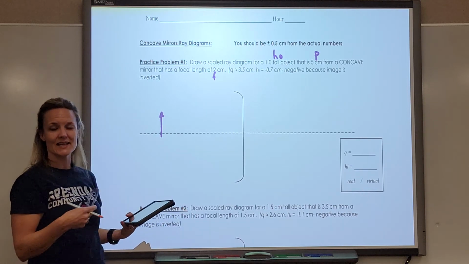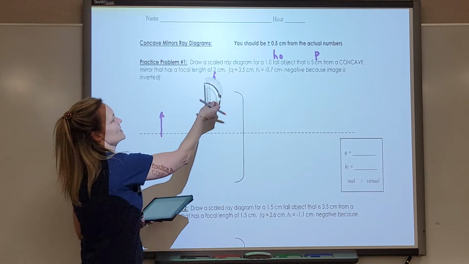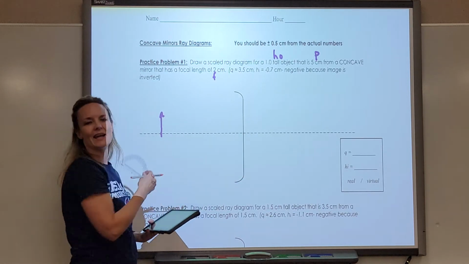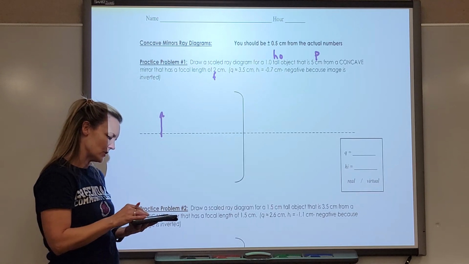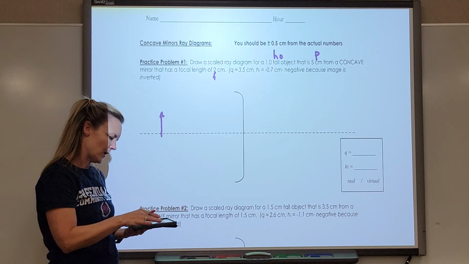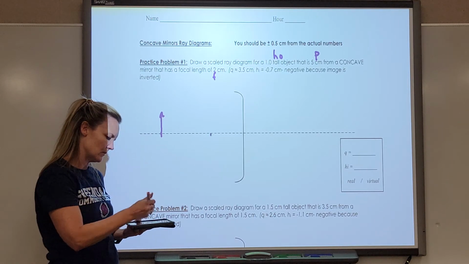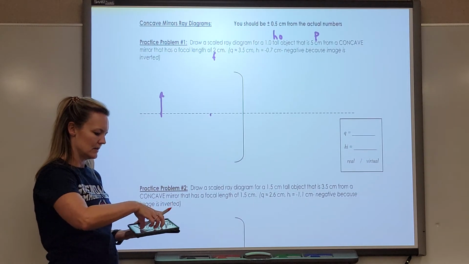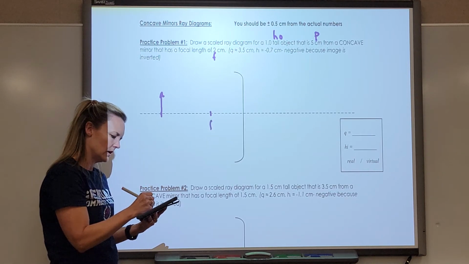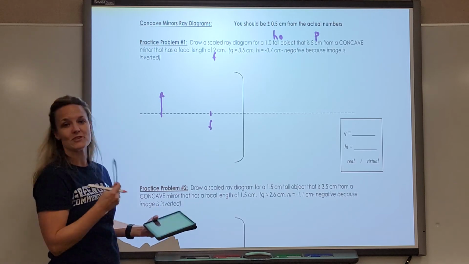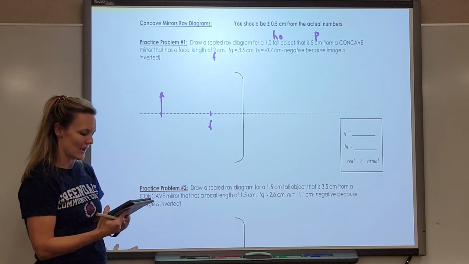And then the last thing I need to mark off is the focal point. It needs to be 2 centimeters in front. So once again, I'm going to use my protractor on my iPad. You're doing it on your paper. I'm going to measure 2 centimeters right there. And then, if I can get it off, I'm going to label that F. All right, you have to have those 3 things measured out before you can run your lines.